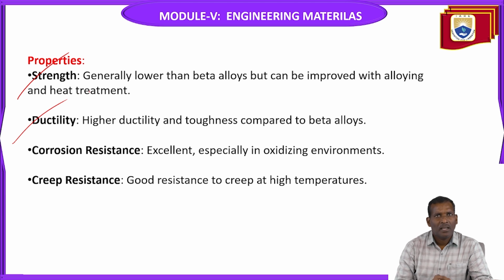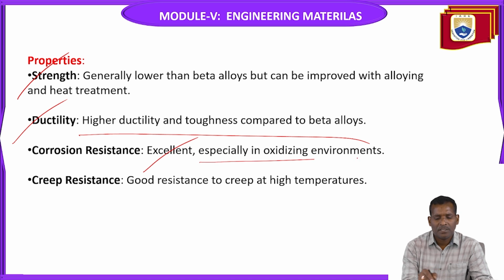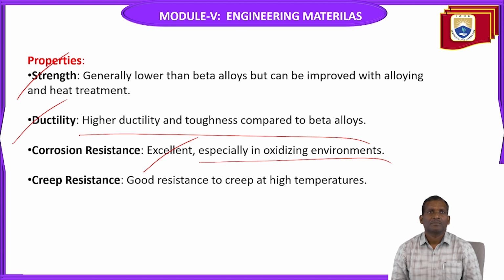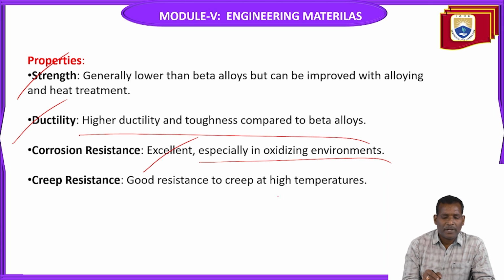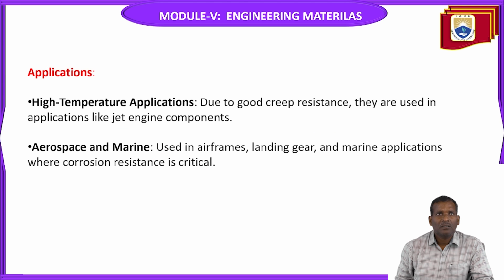Ductility: high ductility and toughness compared to beta alloys. Corrosion resistance: excellent corrosion resistance, especially in oxidizing environments. And also creep resistance: good resistance to creep at high temperatures. Next, applications are high temperature applications due to good creep resistance.